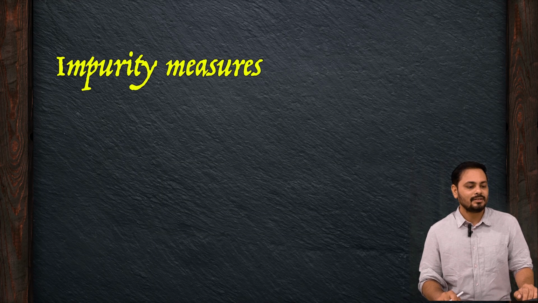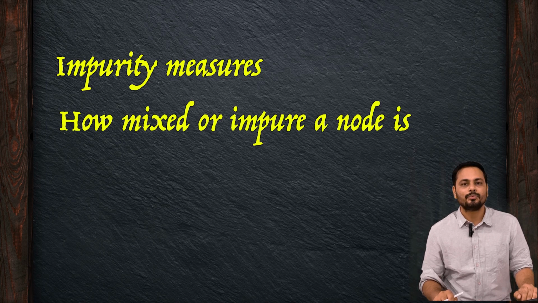Now, what do you mean by impurity measures? In decision trees, impurity measures are used to evaluate how mixed or impure a node is in terms of class labels.